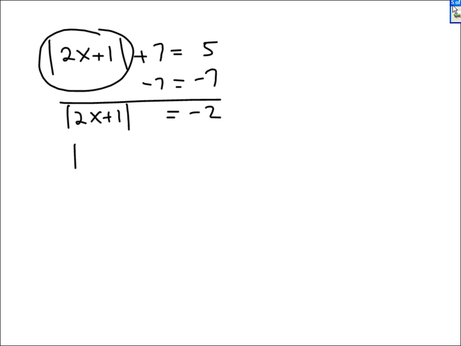The problem is that there are no numbers to put in there to get negative 2. There's nothing that can go in there. That's a symbol for the empty set. No solution. This problem has no solution. There's nothing that I could let 2x plus 1 be. It doesn't matter what it is, once we take the absolute value of it, it won't be negative 2, but it has to be.